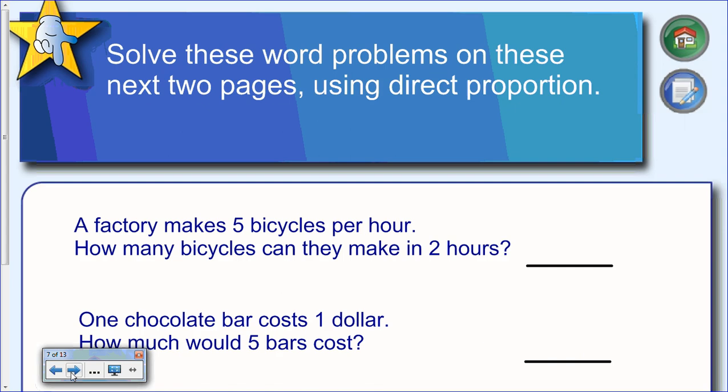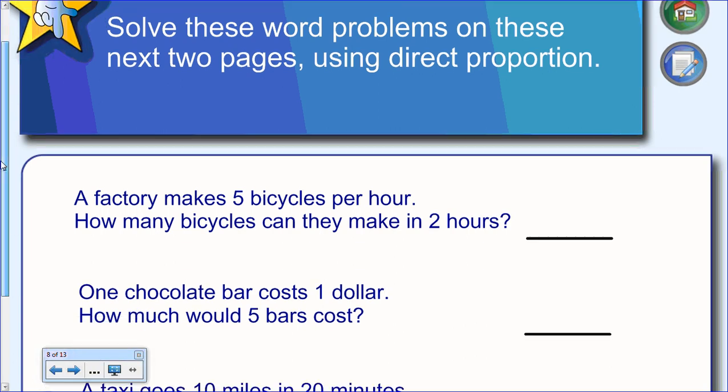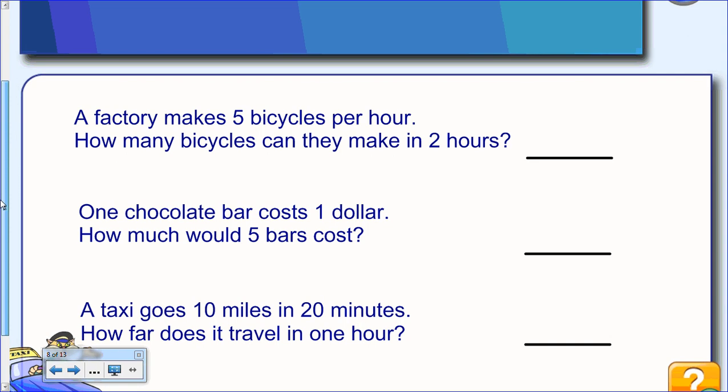Let's take a look at some of the questions we were looking at. A factory makes 5 bicycles per hour. How many bicycles can they make in 2 hours? Well, you multiply the 5 times 2. Makes sense. It's in direct proportion. 1 chocolate bar costs $1. How much would 5 bars cost? Well, 5 times 1 is $5. Direct proportion. A taxi goes 10 miles in 20 minutes. How far does it travel in an hour? Same kind of story there as well, okay?